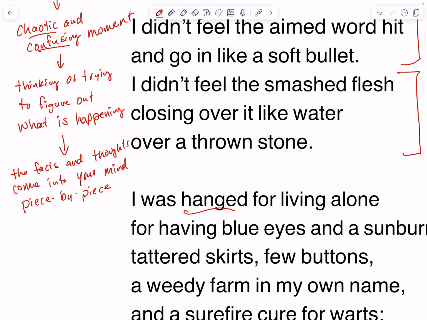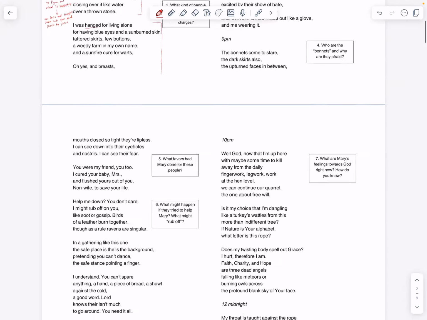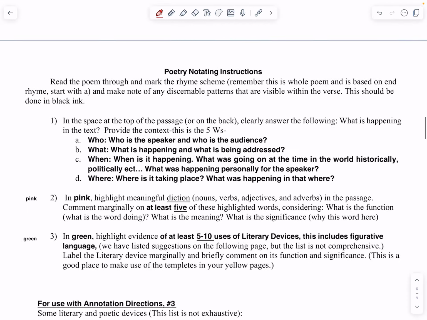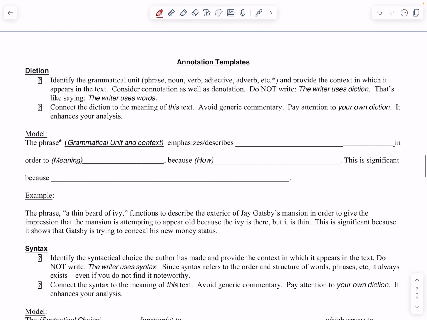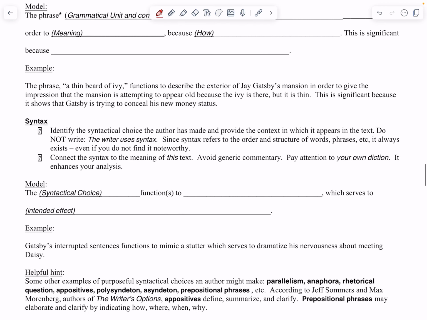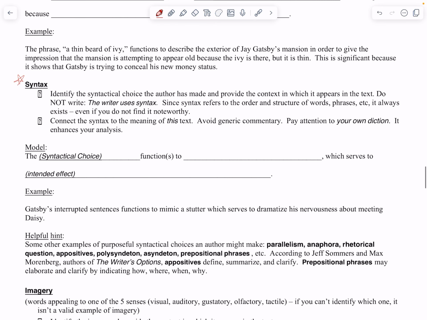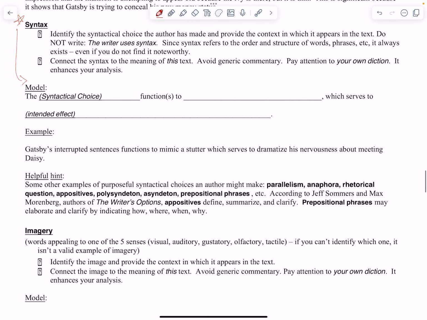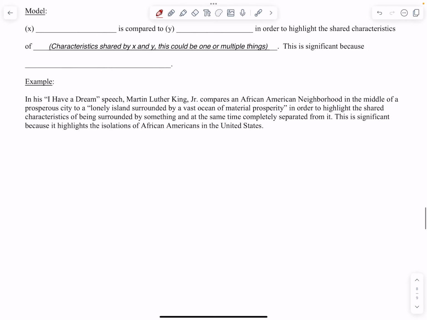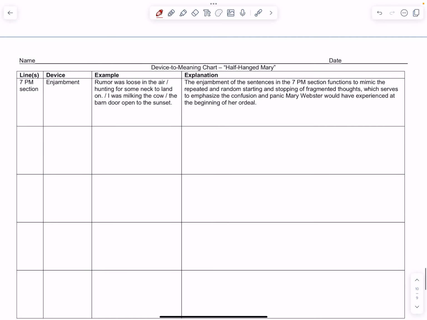So I want to go ahead and scroll down to the example here. And if you look in your annotation templates, you'll notice there is a section for syntax, okay, for sentence construction. And we're going to be using this model here, okay, to talk about the syntax, okay? And so the first one that we're going to use is this one here, and this is on our chart, and this is the example that's provided to you, okay? So this is going to be in the 7 p.m. section, the section that we just looked at above.